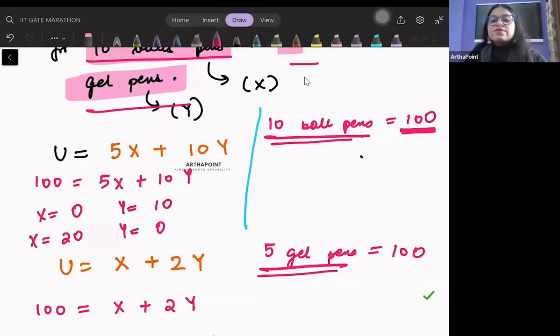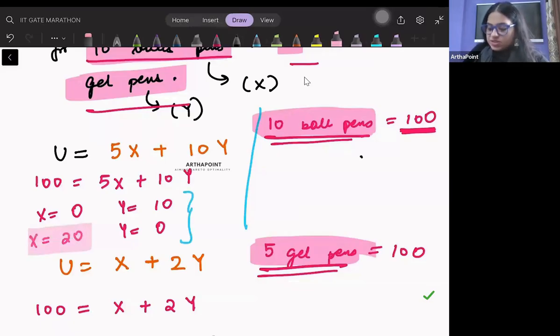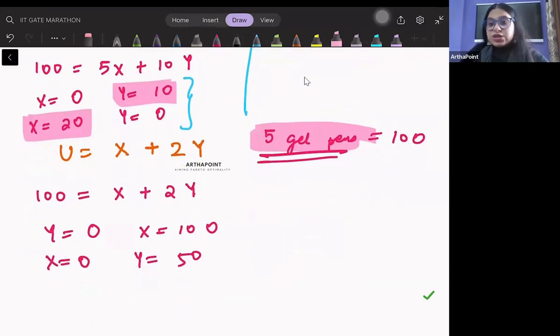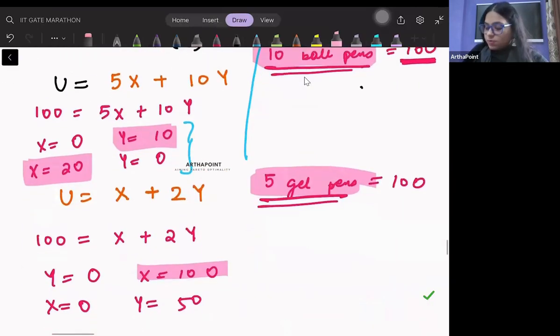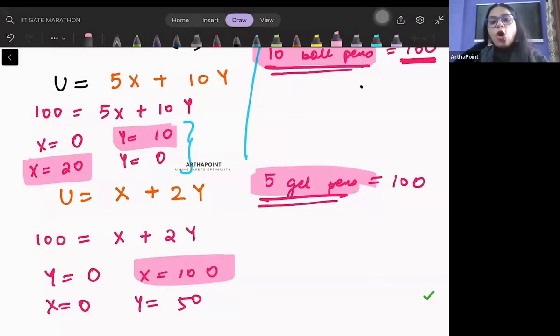So the ratio in which I will be consuming good x and y will remain the same, that either you double the ball pens, either you use 20 ball pens, or you give me half of the gel pens, 5 of gel pens. और यहाँ से भी मुझे यही मिल रहा है. Either you double the ball pens, you give me 20 ball pens, or you give me half of the gel pens. You give me 10 gel pens. Same here. Either you double the ball pens, ball pen was represented with x, you give me 100 ball pens, or you half the gel pens, you give me just 50 gel pens.